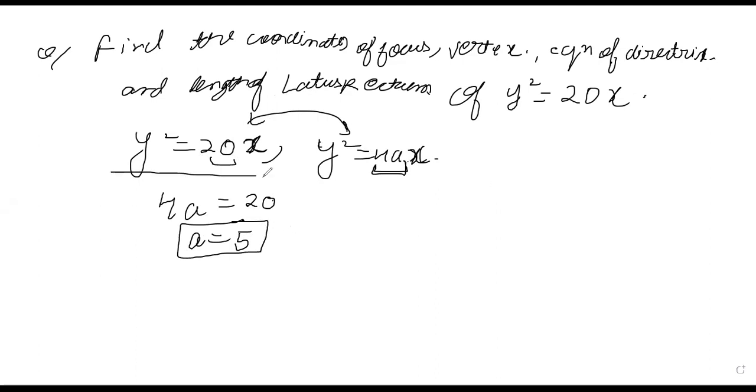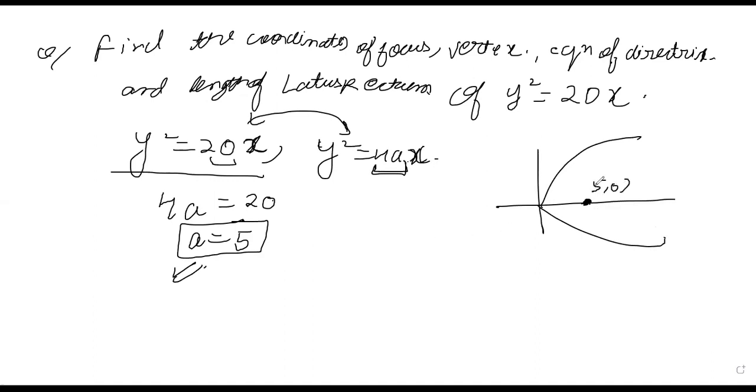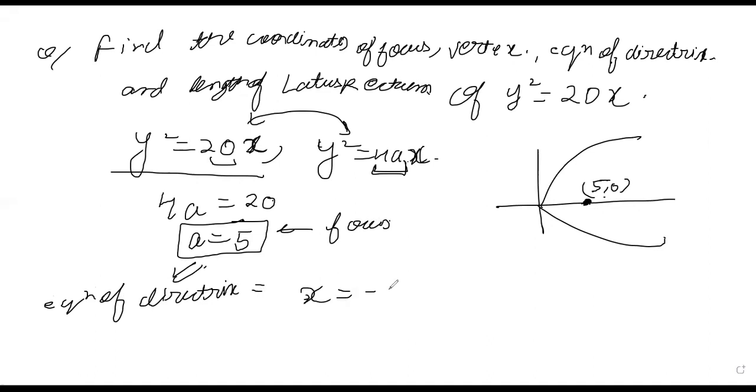So this equation will look like this type. So what will be the focus of this equation? We have written a equals 5. So what is the focus of the parabola? a comma 0. It will be 5 comma 0. And what will be the equation of directrix? This is the focus. Then x equals minus 5. The equation of directrix will be x equals minus 5.